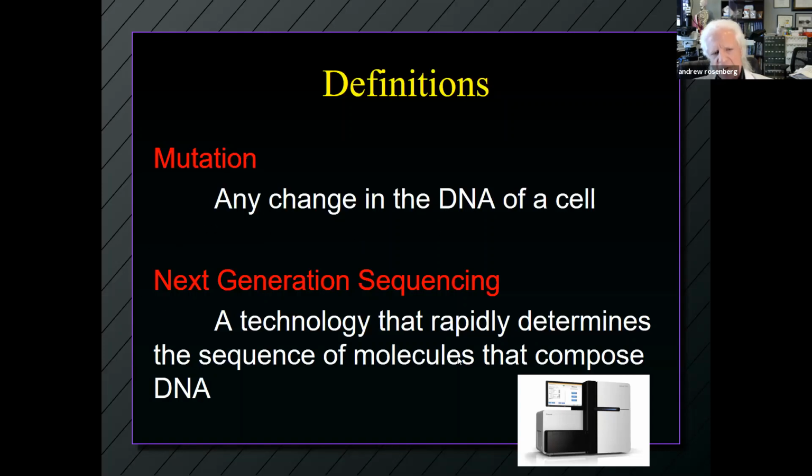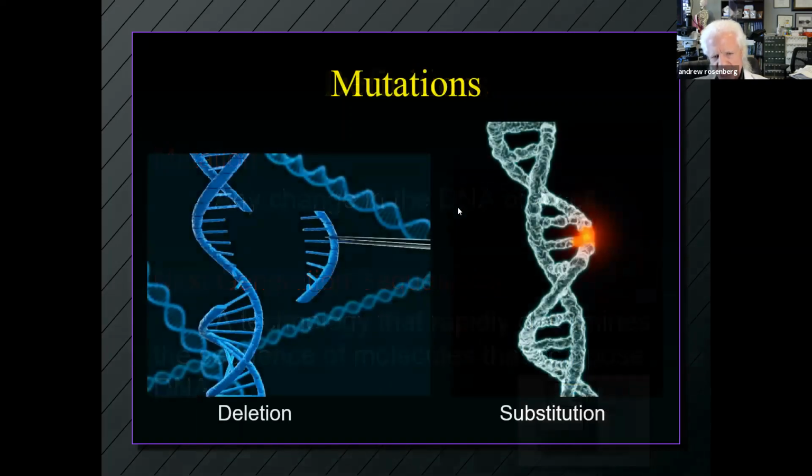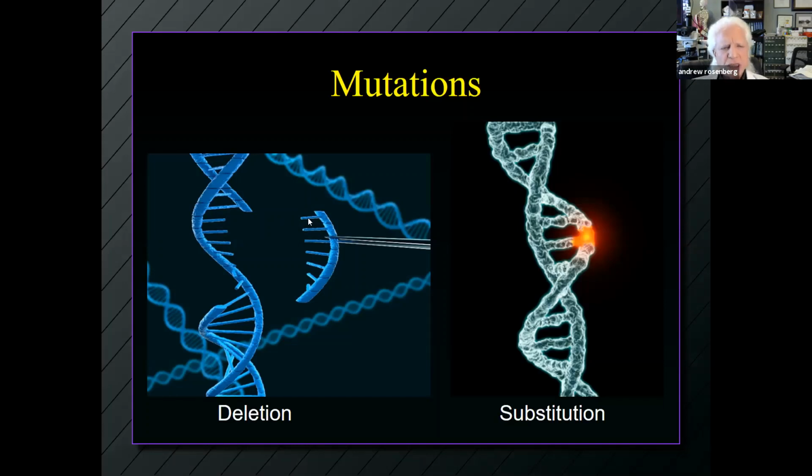And the name of this process is next generation sequencing of the DNA. There are a variety of different types of mutations that occur in the cells that give rise to GIST. Some of the common ones are portions of the DNA are lost. These are known as deletions. So the proteins that are made may be abnormal, or the proteins aren't being made at all.